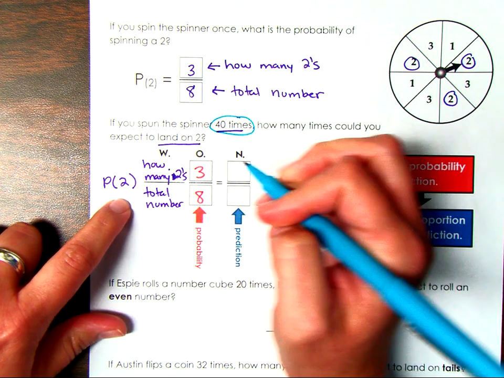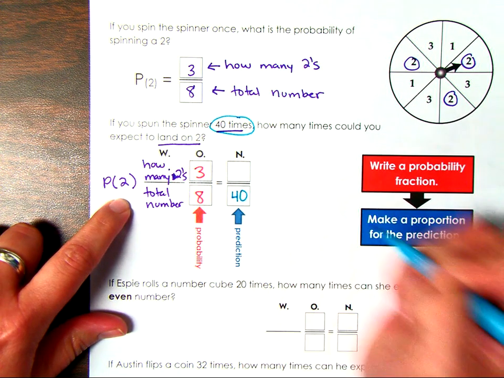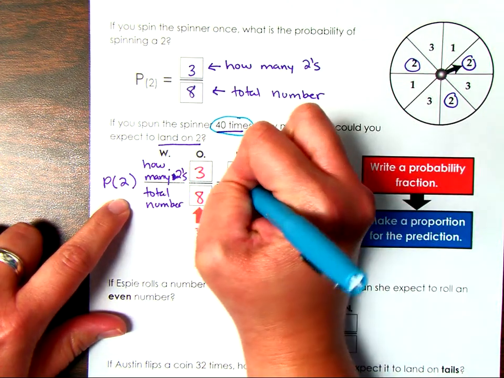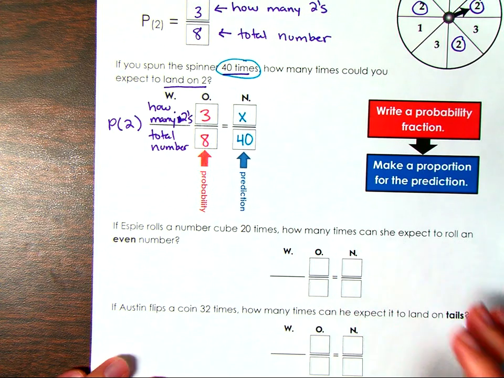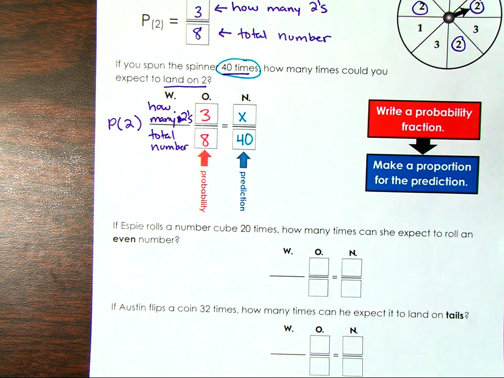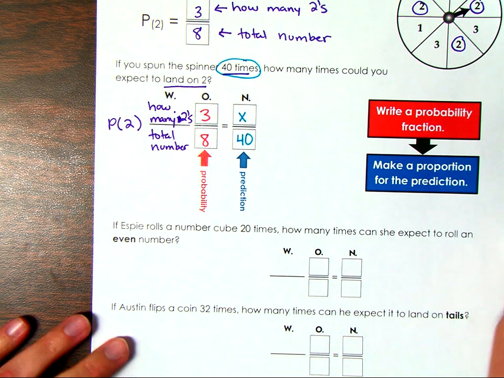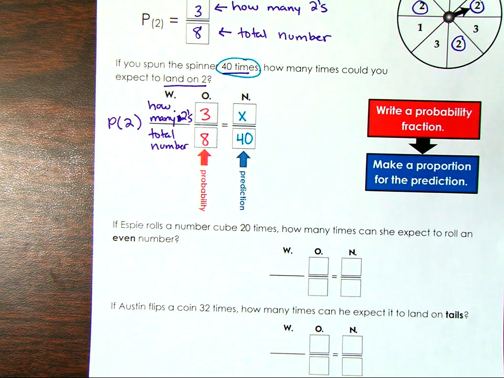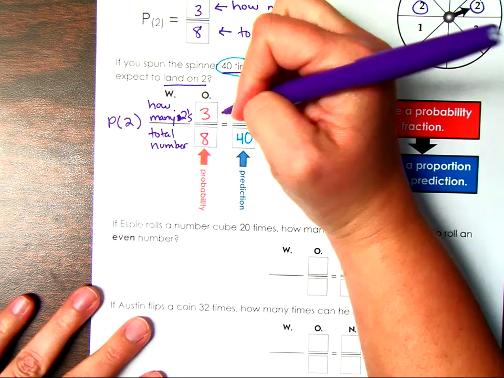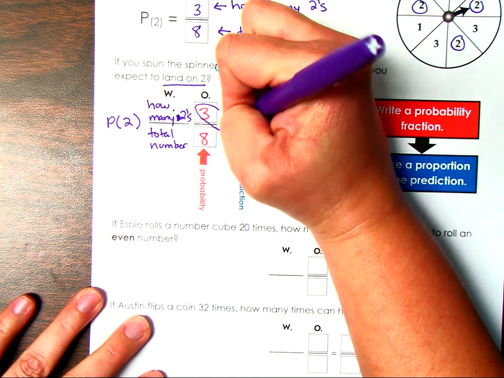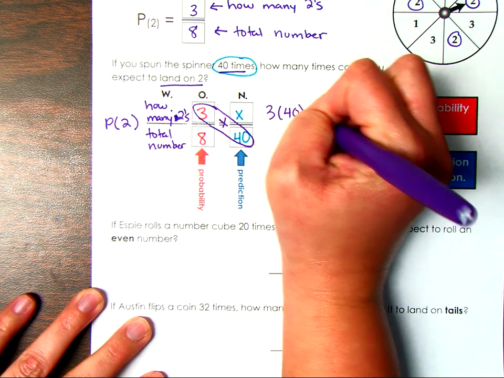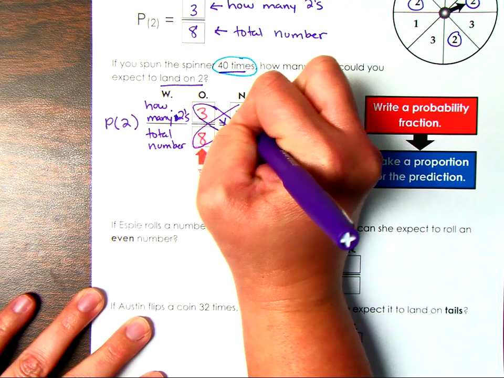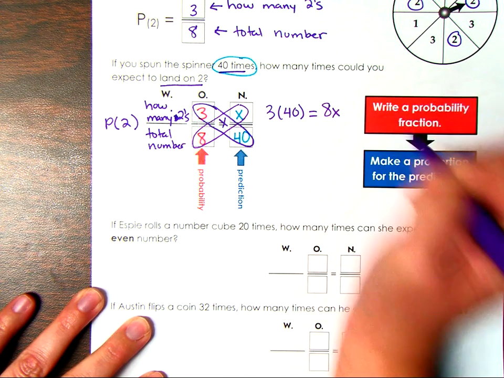So if we spun 40 times, we're going to put that 40 there. Then we put an X. Okay, so this is bringing it back to solving with proportions. So remember, with proportions, we can cross multiply and divide, or we can look for a scale factor or factor of change. So we can cross multiply like this and say 3 times 40 is equal to 8 times x and solve as an equation.